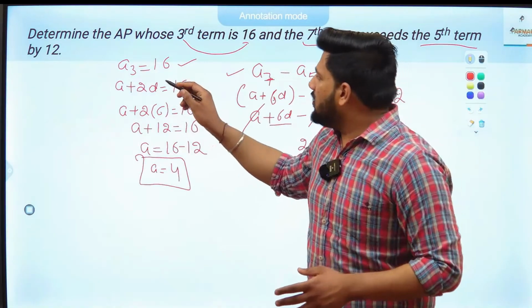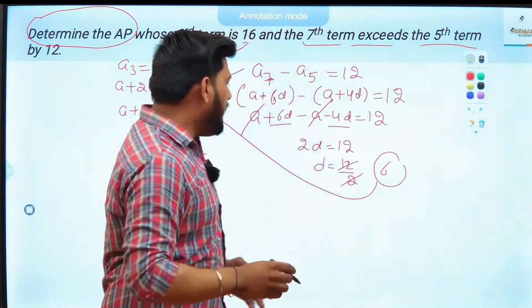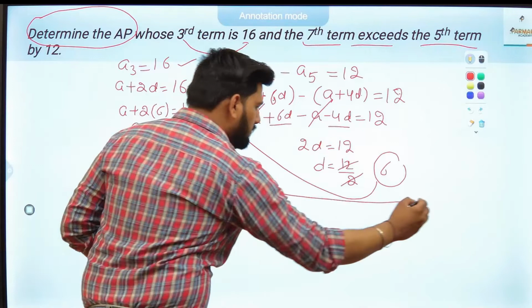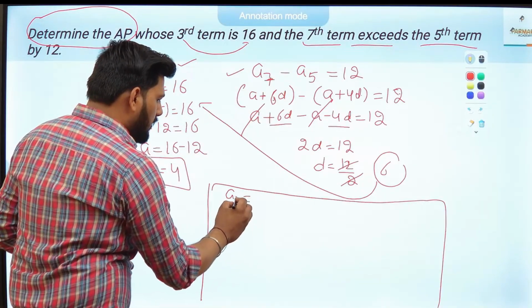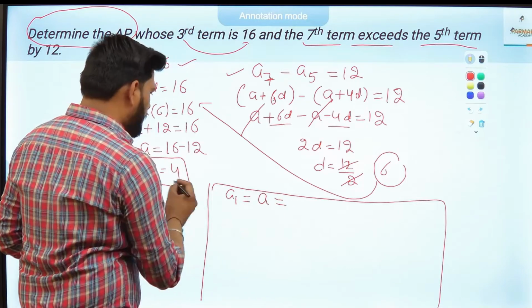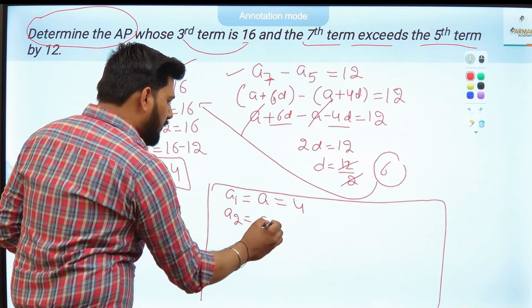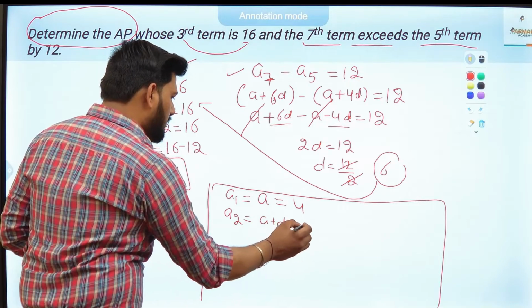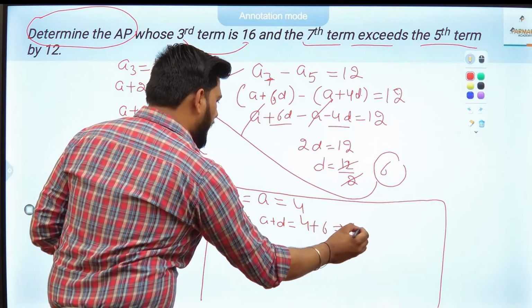Now what is the main thing, we have to find the AP. हमें AP find करना है. अब AP कैसे find करते हैं, simply the first term, that is A itself, that is 4. Second term, the difference is added to the previous term, that is 4 plus 6, that is 10.